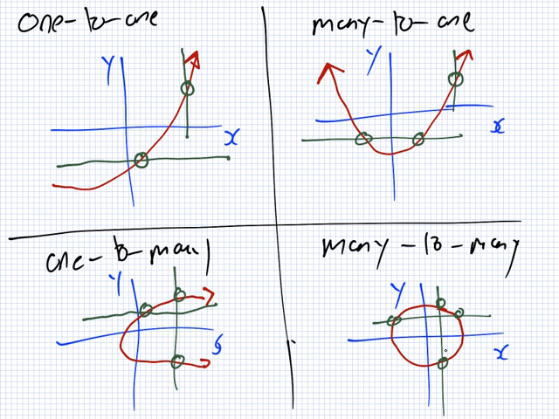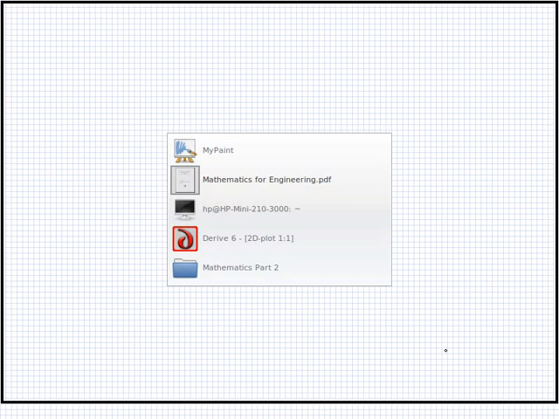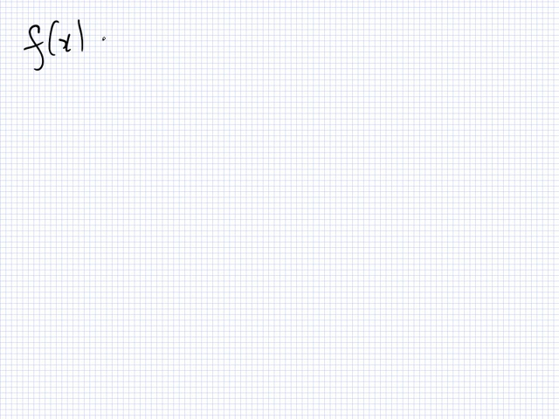Okay, so the next thing now is how can we check if a function is one-to-one or many-to-one? So for example, let's say we have a function like 2x plus 3, and I want to know, is it one-to-one or many-to-one? Well, this one's clearly one-to-one, but how can we check? So I'll take a simple example to demonstrate the method.